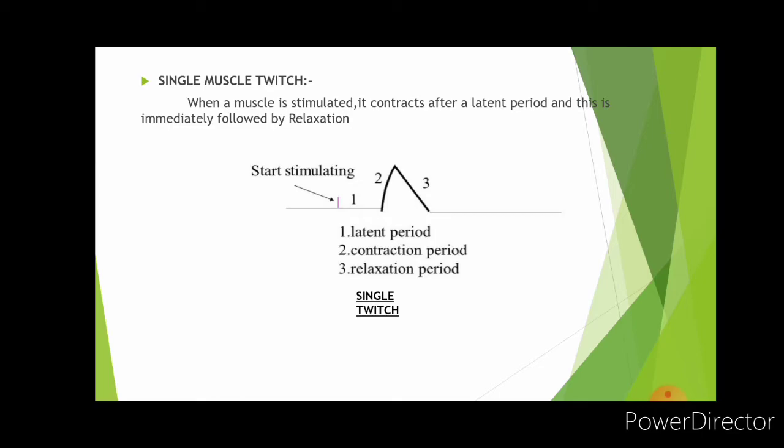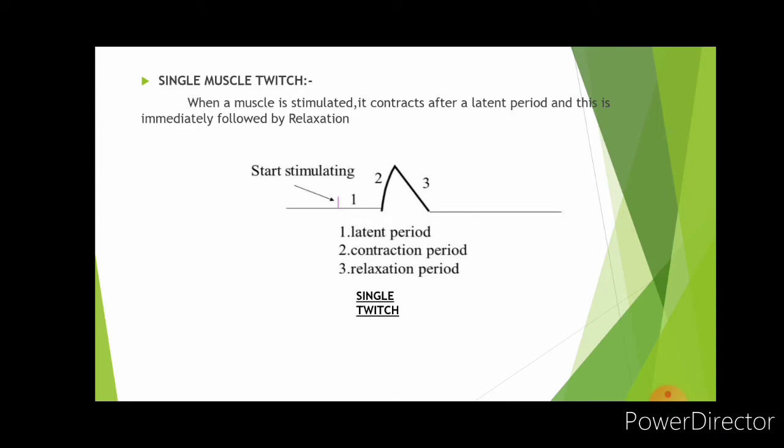What is the latent period? Latent period is the time interval between the point of stimulus and the point of contraction. The muscle does not show any mechanical activity during this period. And next, the contraction period. Contraction period is the interval between the point of contraction and the point of maximum contraction. Muscle contracts during this period.